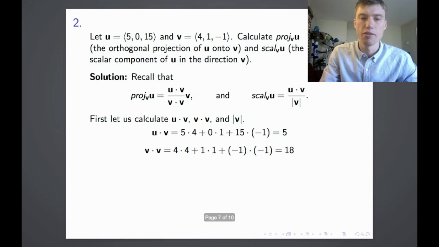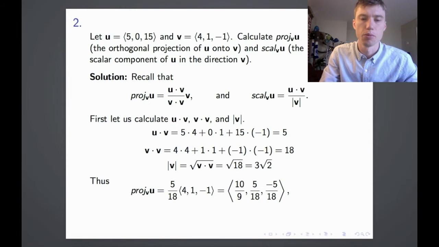For v dot v, you just sum the squares of each component, or 4 squared plus 1 squared plus negative 1 squared, which is 16 plus 1 plus 1, or 18. And the magnitude of v will simply be the square root of v dot v, or in this case the square root of 18, which is simplified to 3 square root of 2.